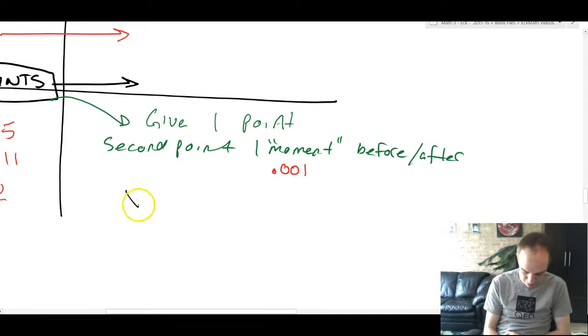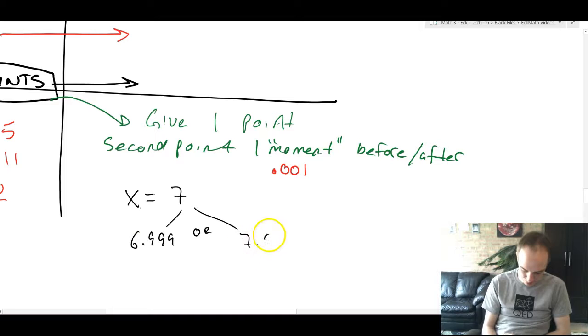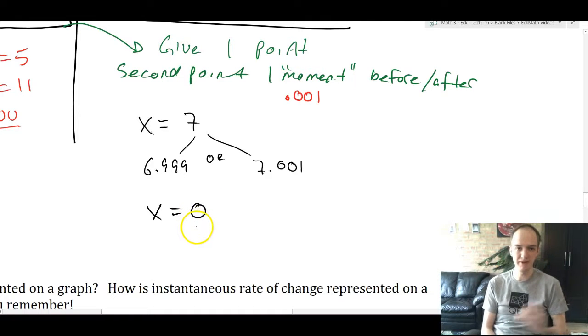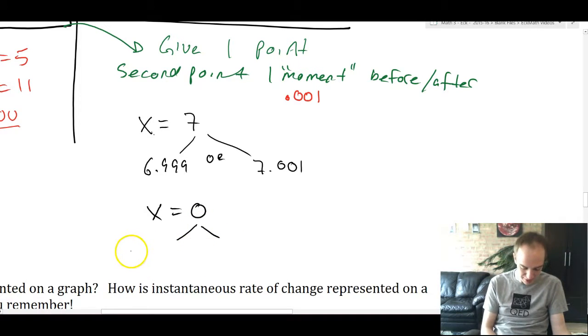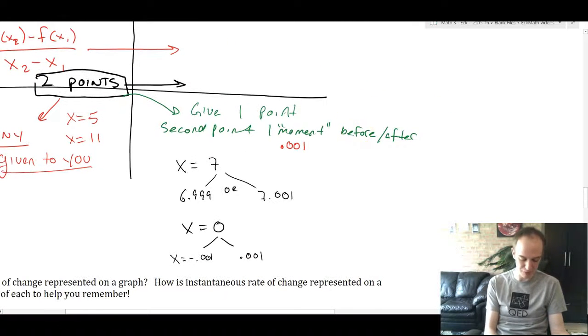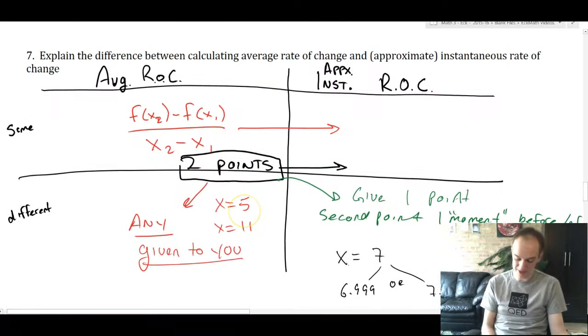That's up to you, but our idea of a moment is still 0.001. So if they give you x equals 7, then your other point is going to be either 6.999 or 7.001. If they give you x equals 0, this is like that very last oil spill problem, those of you that did that with us in class, then your two other x's could be either x equals negative 0.001 for the moment before or positive 0.001 for the moment after. So they give you 1 point and you have to find the other point. Then, just like with average, with an instantaneous, you finally do your calculation with a difference quotient.